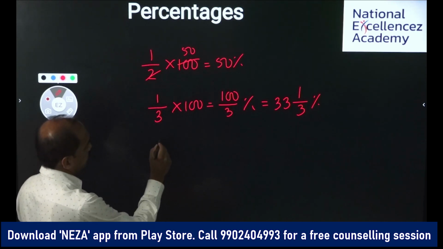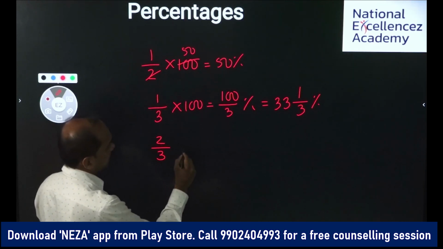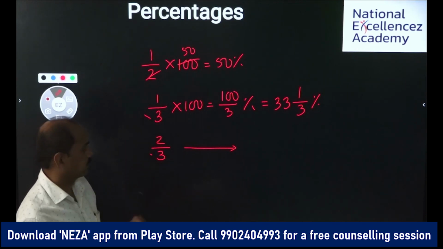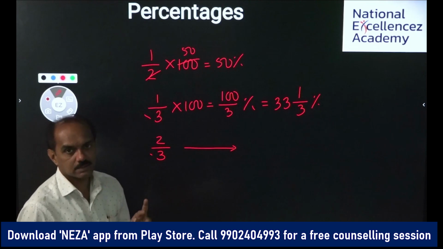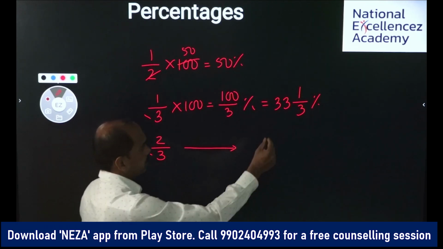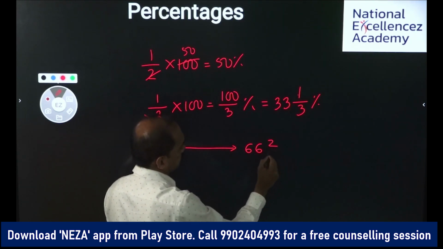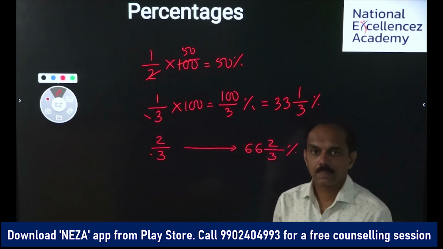If I say 2/3, see here, check the denominator. Denominator is 3, base is 3. So 1 has become 2, means double. Then you will have to double everything. 33 double 66, 1/3 double 2/3, base is same. This is how we can manage the rest.